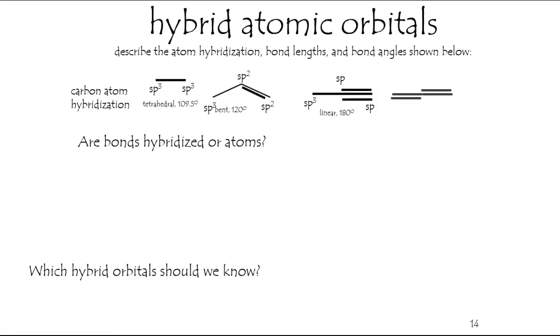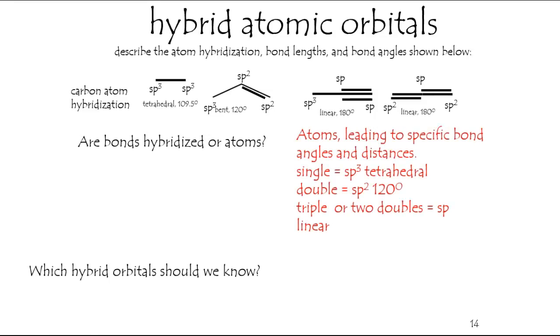What's hybridized? A lot of times people think the bonds are hybridized. No, it's the atoms that are hybridized. And by the way, if you have cumulenes, that means two double bonds. It's equivalent to a triple bond. Try making the molecular model. You see that goes linear as well. sp hybridized. So the atoms are hybridized.